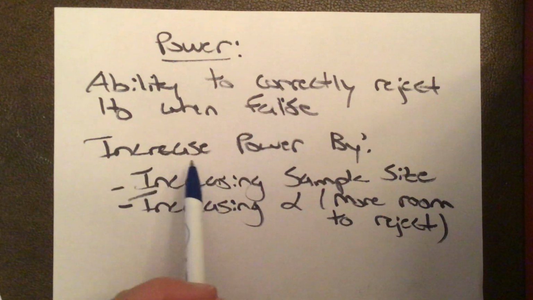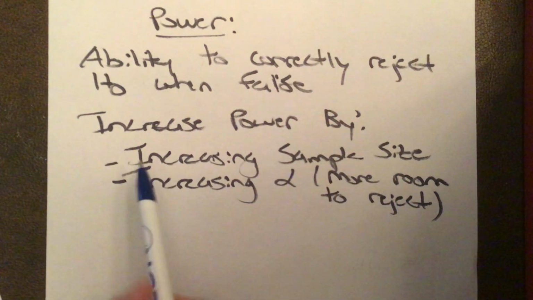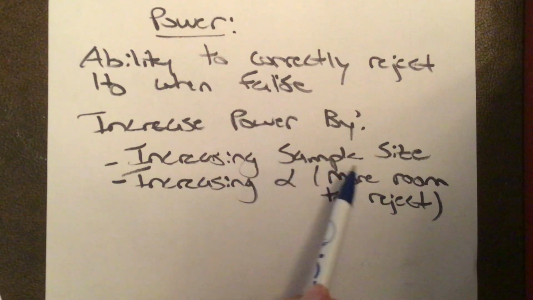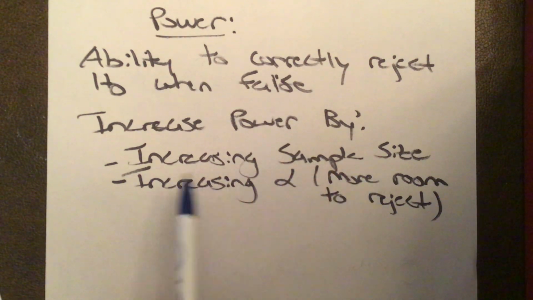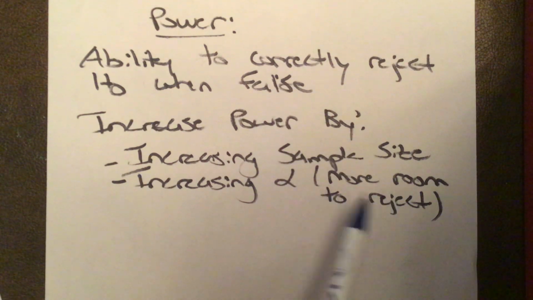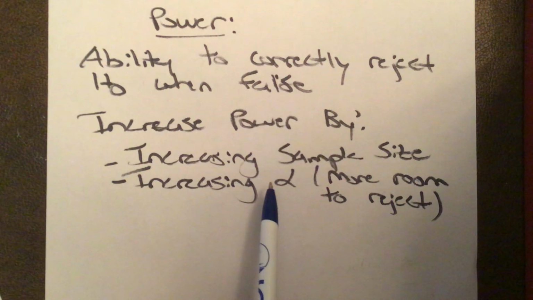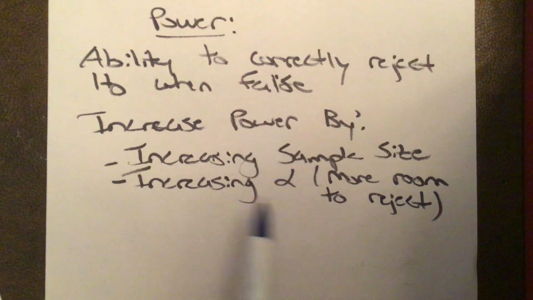Okay, so if you're able to correctly reject the Ho when it's false, you're not going to have to calculate power, but you should know you can increase the power of a test by increasing the sample size, because that makes you more likely to make the correct decision, or increasing alpha. Okay. Why? Because it gives you more room to reject. Remember, you reject if your p is less than or equal to alpha. So if your alpha is bigger, you're more likely to reject.